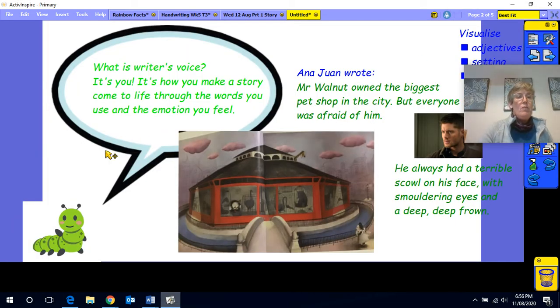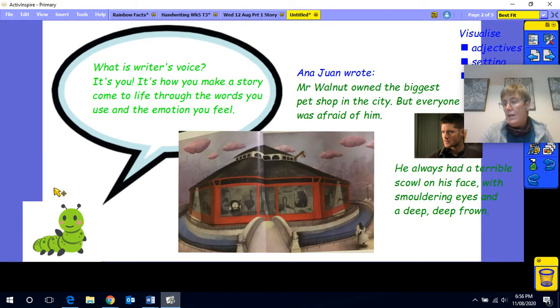So let's have a bit of a refresh about what writer's voice is. It's you. It's how you can make a story come to life through the words that you use and the emotion that you feel. So the words that you put, the adjectives that you use, the tone of voice that you're writing in is your writer's voice.